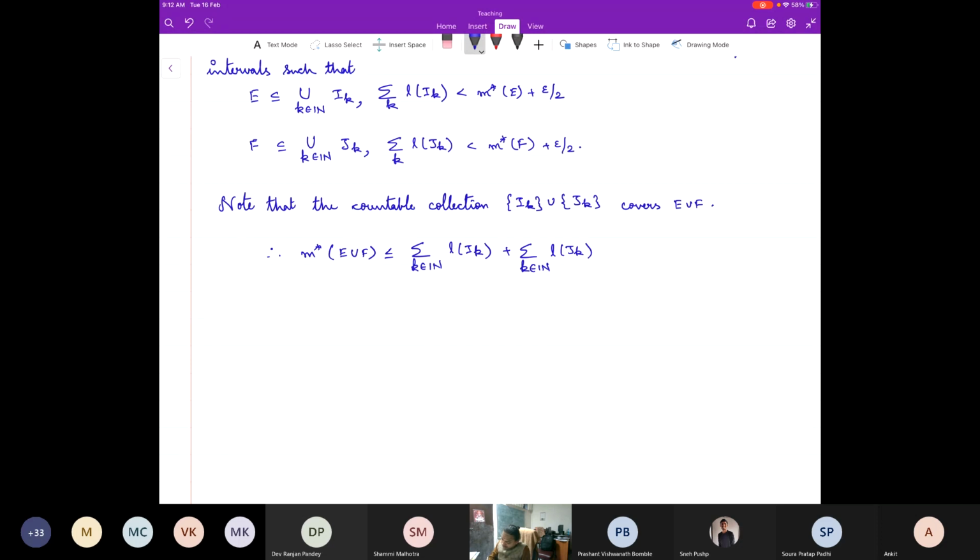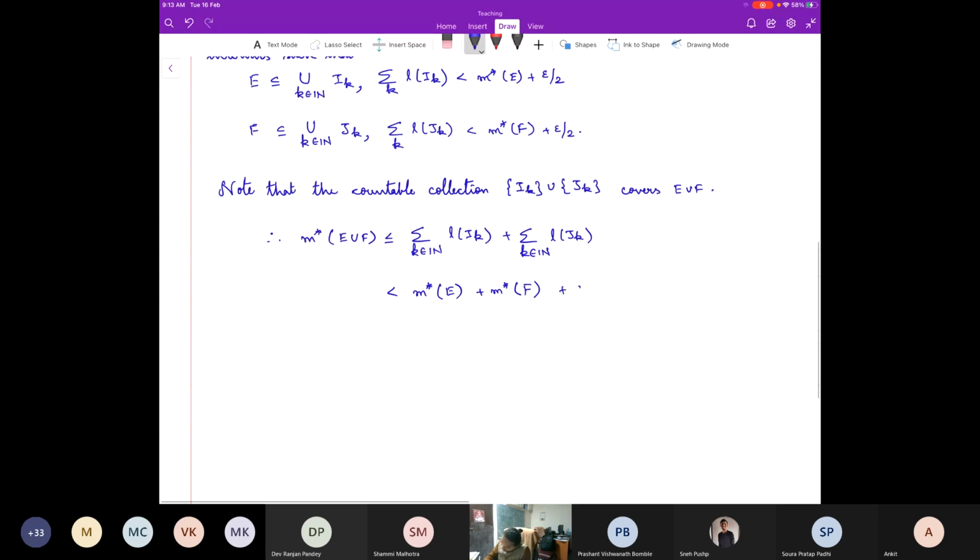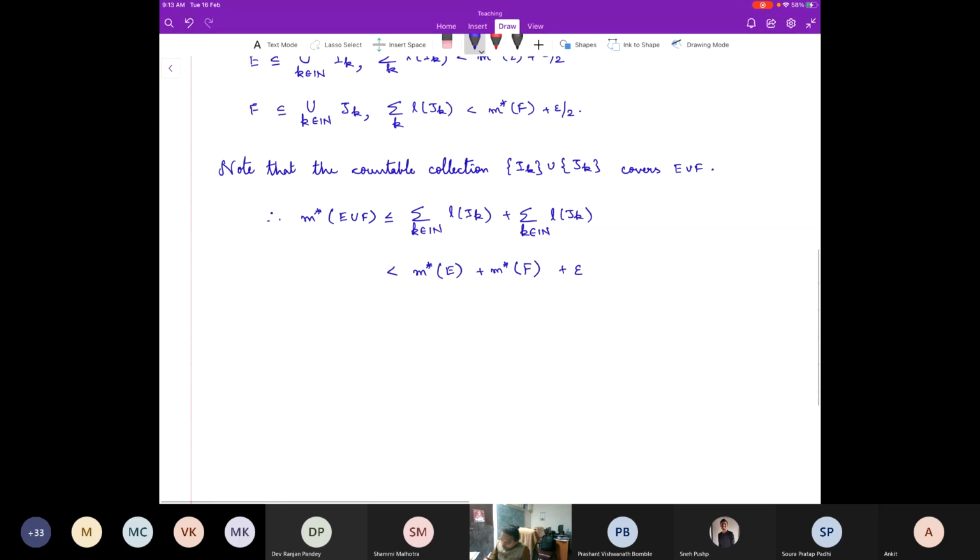But then, just now we have chosen these I_k and J_k such that this is less than m star of E plus m star of F plus epsilon. Now epsilon is arbitrary.